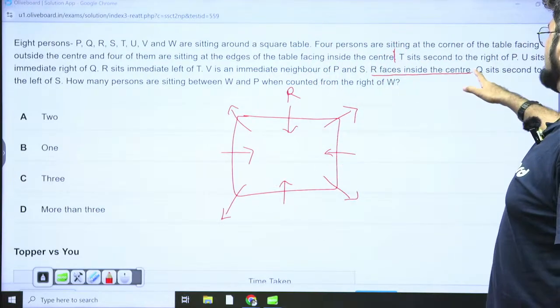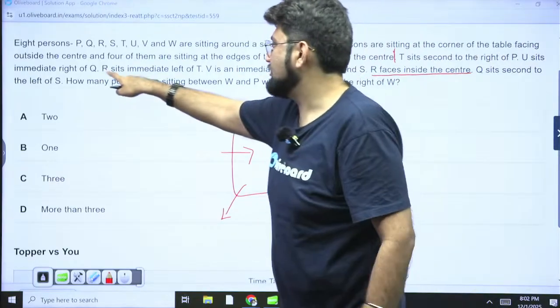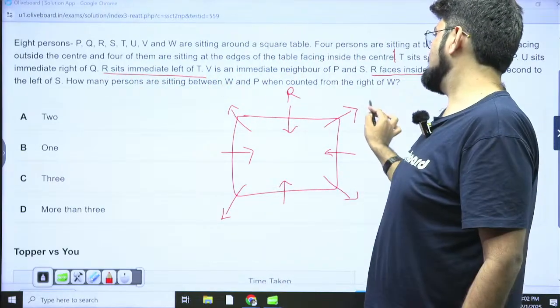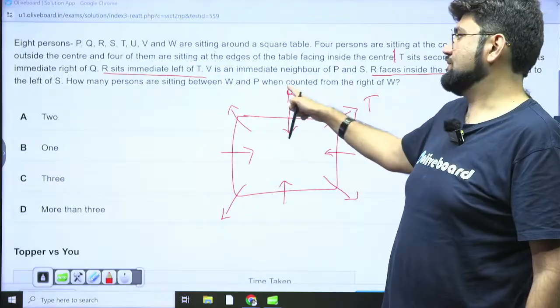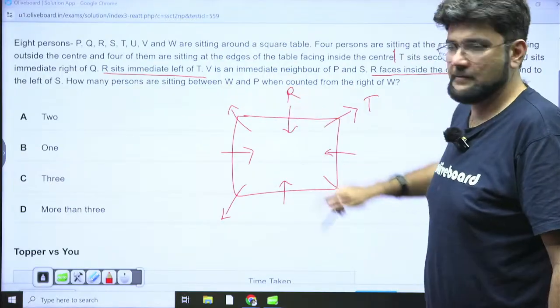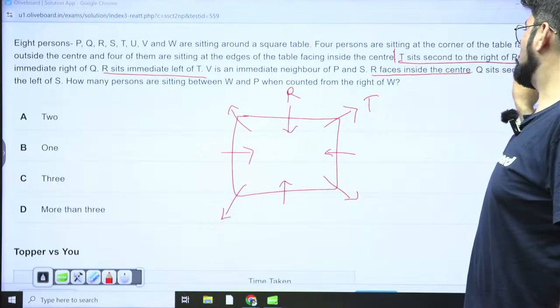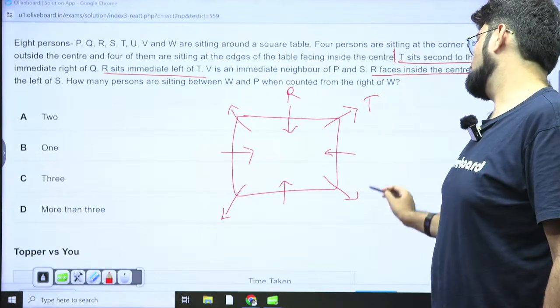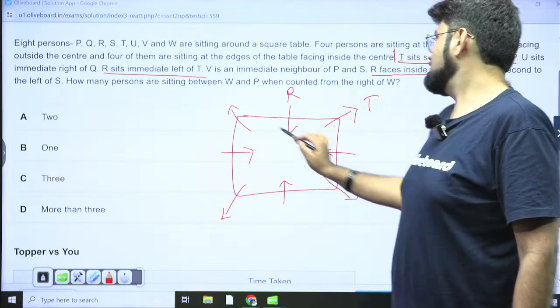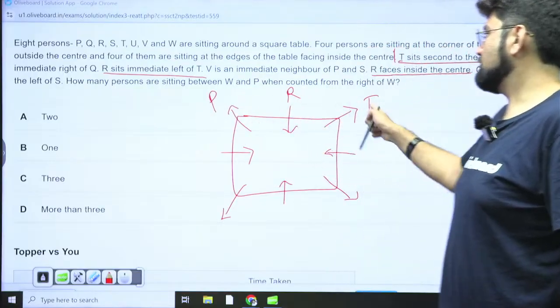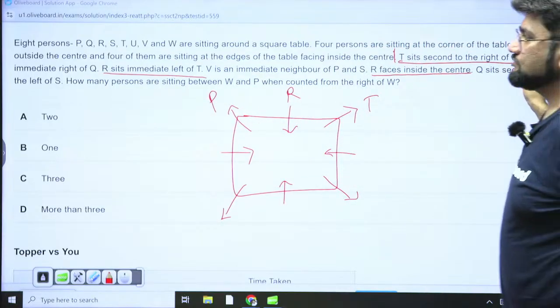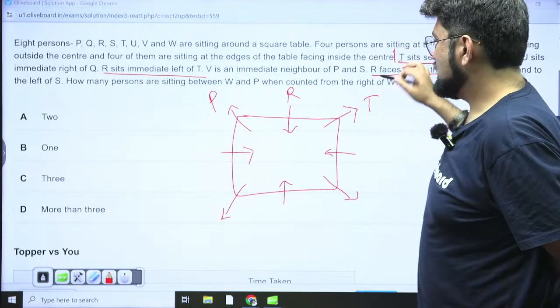Now look for anything with R. So we have R sits immediate left of T. That means T was sitting here, no? Because for T this is the immediate left. For this guy it is the immediate right. Now T sits second to the right of P. So P has to be sitting where? P has to sit here. Second to the right of P is T. Right? Okay, now for U and Q we don't have anything.